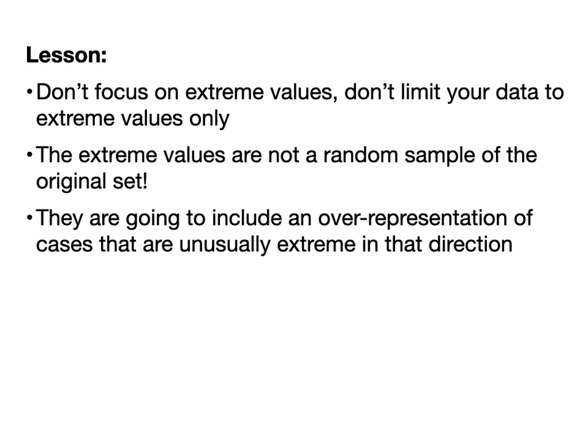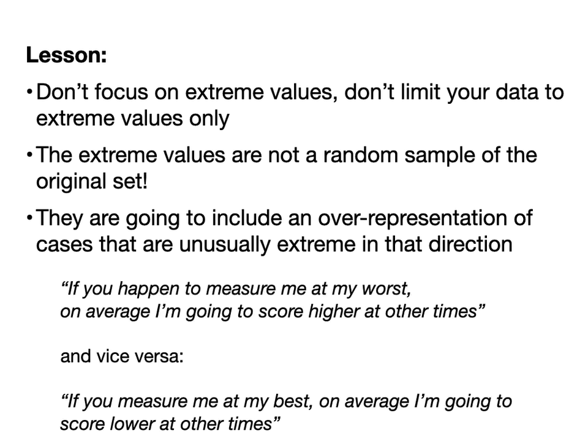So if we limit our data to extreme values, we're going to have an overrepresentation of cases that are unusually extreme in that direction. And another way to say this is, if you measure me at my worst, on average, I'm going to score higher at other times. And vice versa, if you measure me at my best, on average, I'm going to score lower at other times.